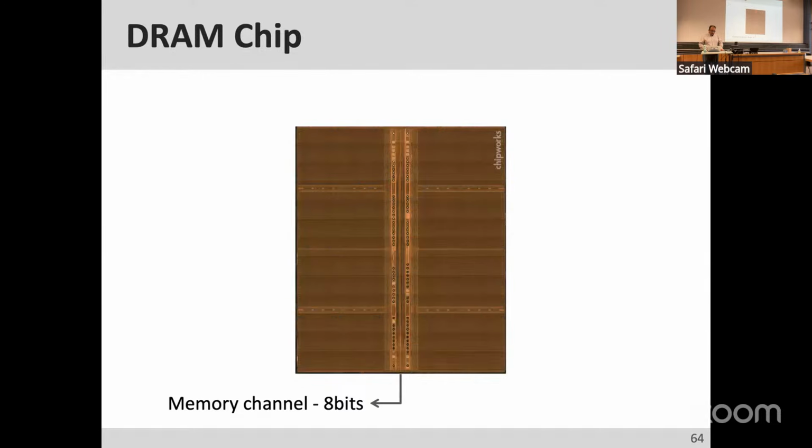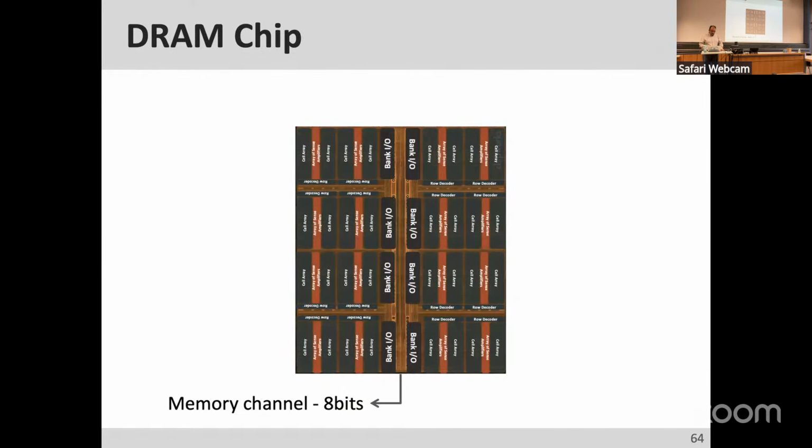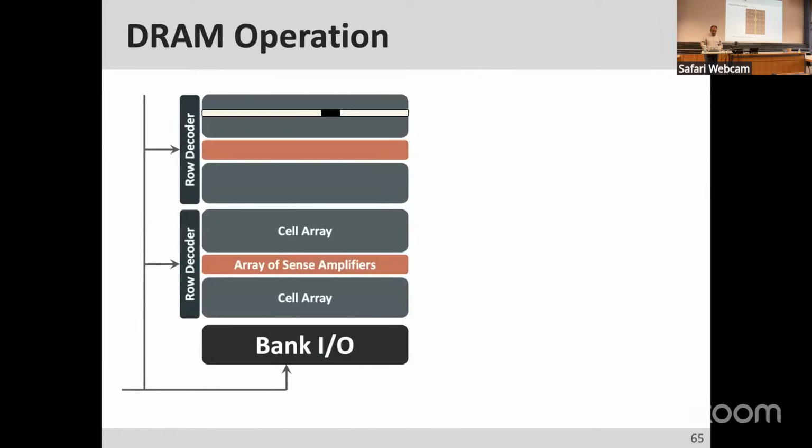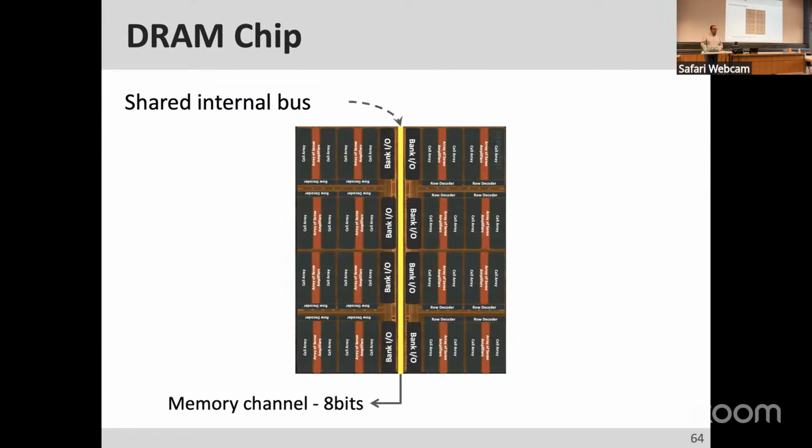Okay, and so in the chip, you also have these different banks. And there is this shared internal bus, which you have seen also in RowClone, that you can use in order to copy data from one bank to another bank. Okay, question? Good.